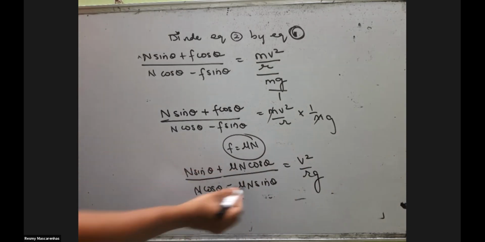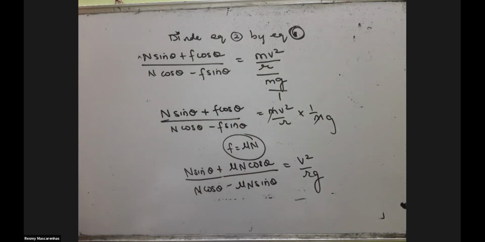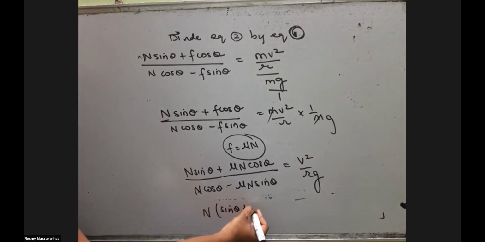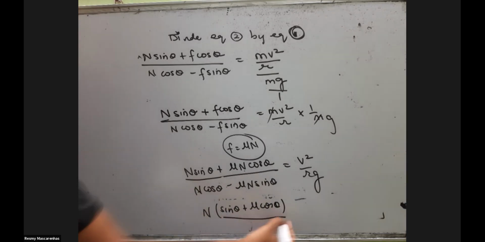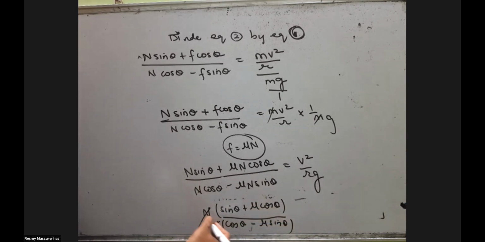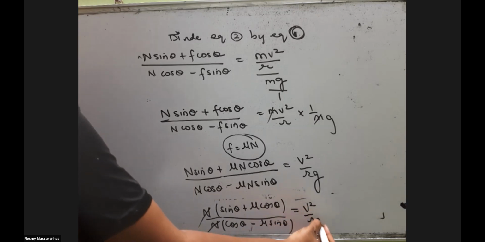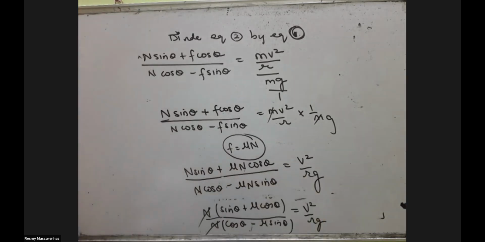What is common? N is common everywhere. So take out N common, and N will cancel. So I'll try to simplify this in terms of banking angle. In terms of tan theta. So I want to try to make this tan theta. Fine, I want to make it tan.